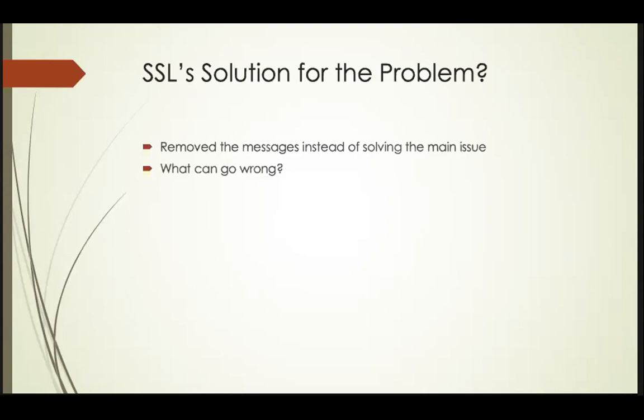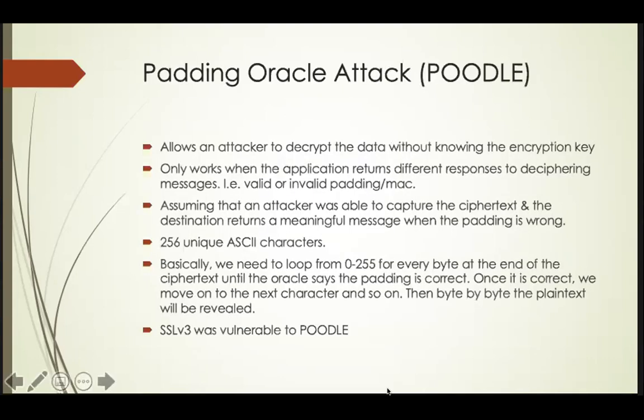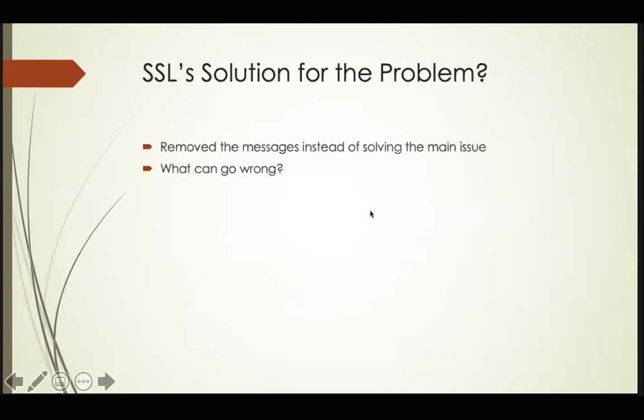Okay, let's repeat the question. As I mentioned here, the padding oracle attack worked because there is an oracle that tells you that the padding is correct or the padding is not correct, okay? What SSL v3 did to solve this issue is removing the message that's saying this is valid or this is invalid. I'm saying that this is not enough. Not the checksum. Nope. It's actually something really interesting. So I'm just going to give you the solution now. Time, okay?